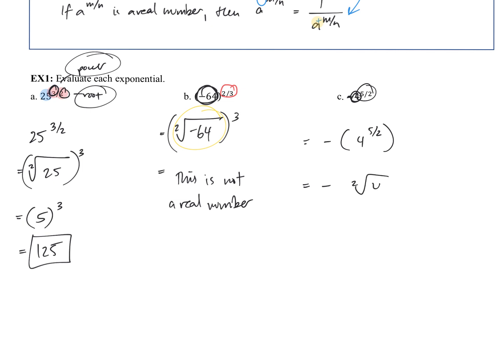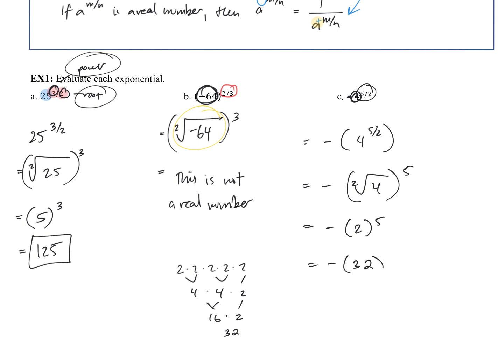So we have the square root of 4 raised to the 5th power. Now what is the square root of 4? Well, that's just 2. And then 2 to the 5th power, let's check that out. 2 times 2 times 2 times 2 times 2. That'll be 4. That'll be 4. Bring down that 2. That'll be 16. Bring down that other 2. 16 times 2 is 32. So we have the negative 32, which simplifies to negative 32.